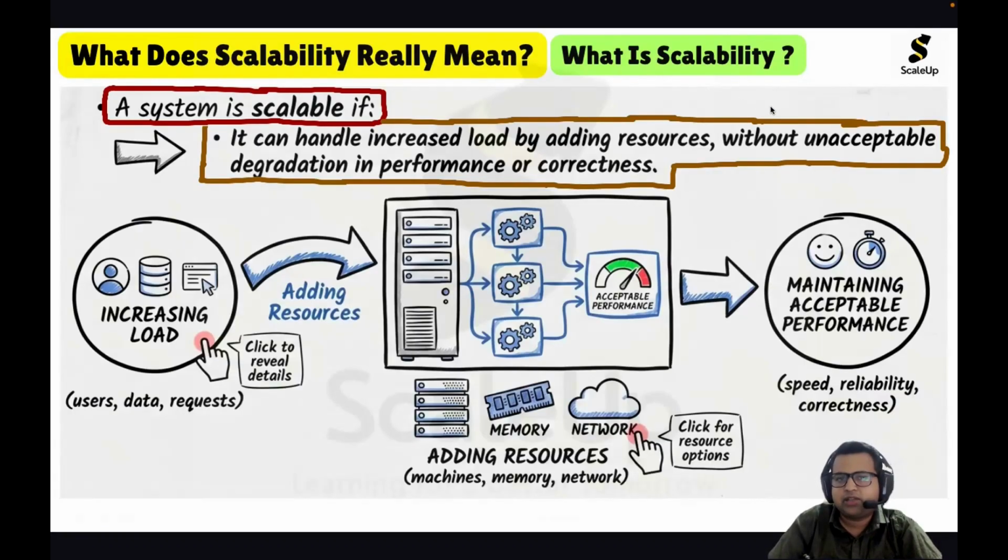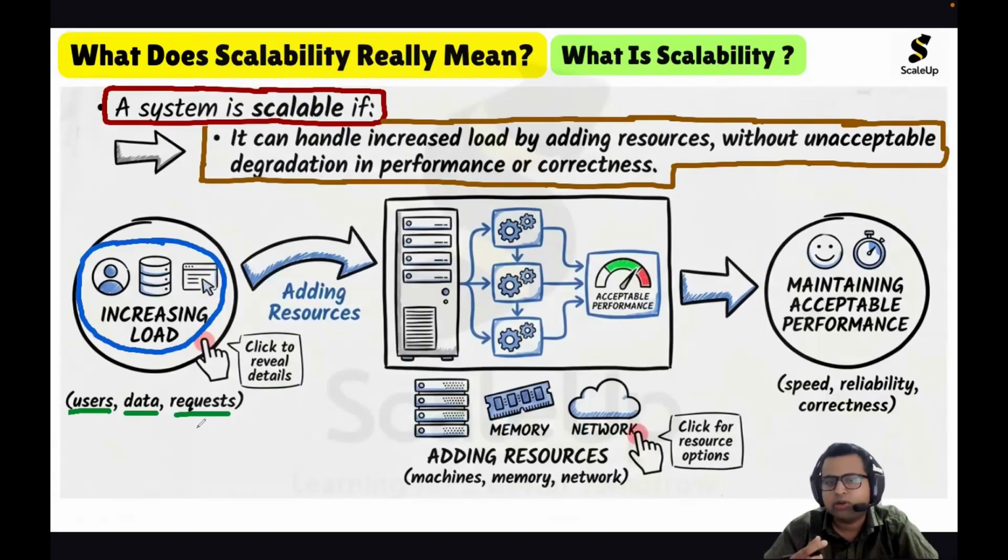Let us suppose in a system the load is increasing. The meaning of increasing load is an increase in the number of users, an increase in the data, and an increase in the requests. So when I talk about scalability, three important components are there in this definition. The first component is the increasing load. When I talk about increasing load, I am talking about an increasing number of users, increasing data, and an increasing number of requests. So that's the increasing load.